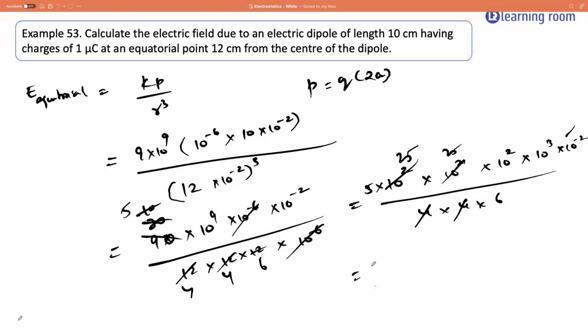25 into 25, 625, 625 into 5 is? How much is it? 3125. So 3125 into 10 power 2 and 10 power minus 2 will get cancelled into 10 power 3 divided by 6. Now it is easy for you. No? 520 point, it's approximately 521.